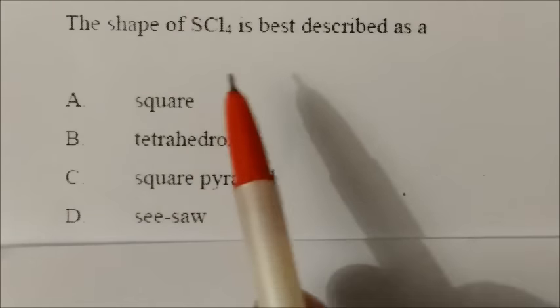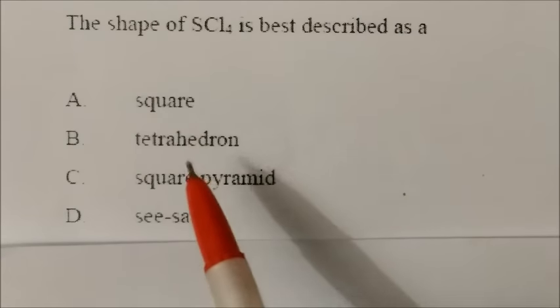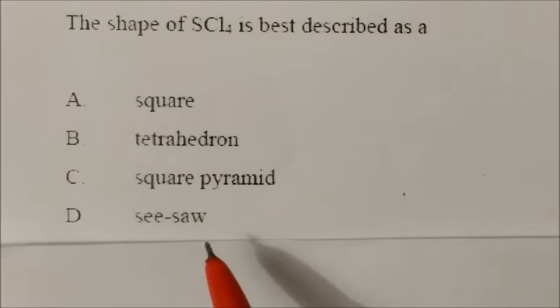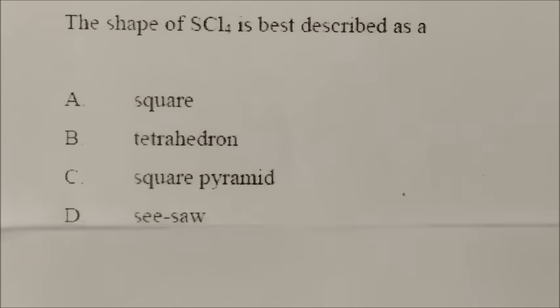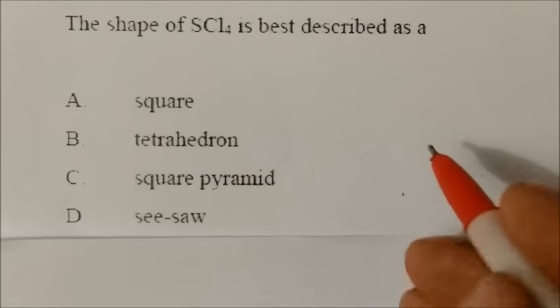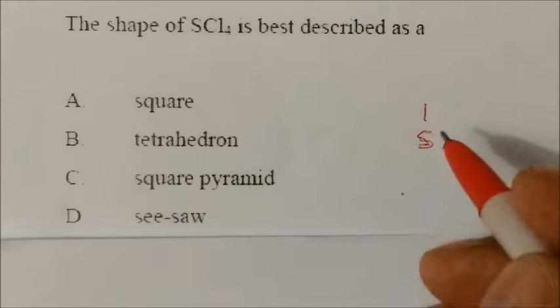The shape of the SCl4 is best described as a, so we have four options: square planar, tetrahedral, square pyramid, and seesaw. So how can we draw this SCl4? SCl4 we can draw like this. This is the sulfur and 4 Cl is there.